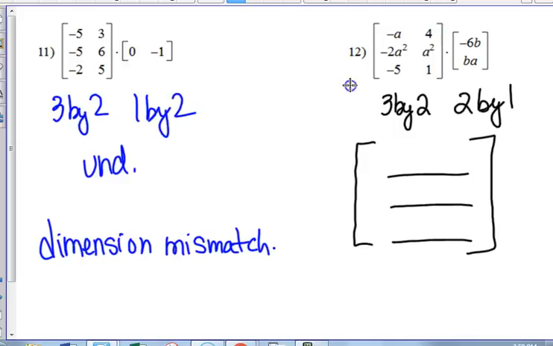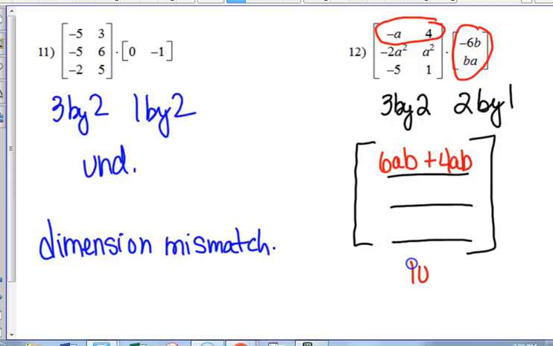All right. So what am I going to multiply first? Yes, it is. Row 1 times column 1. Okay, negative a times negative 6b would be positive 6ab. And then 4 times ba, which is really the same as 4ab. So that one simplifies to 10ab. I think it's the only one that simplifies, honestly, but we'll see.